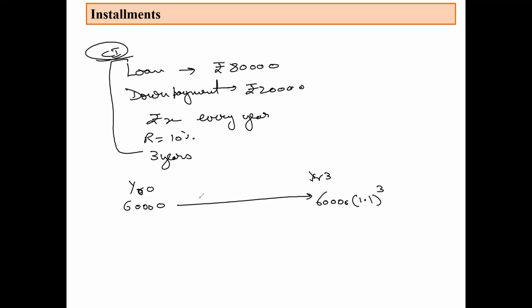How am I repaying this? At the end of year 1, I pay rupees X. At the end of year 3, the value of this will be X into 1.1 raised to power 2. After year 2, I pay X rupees.